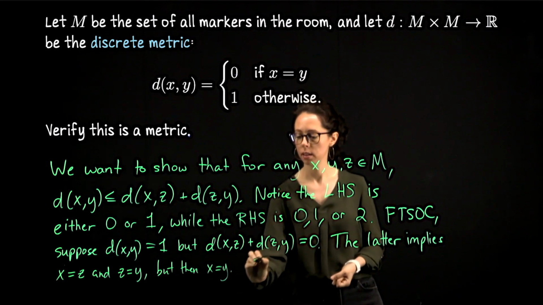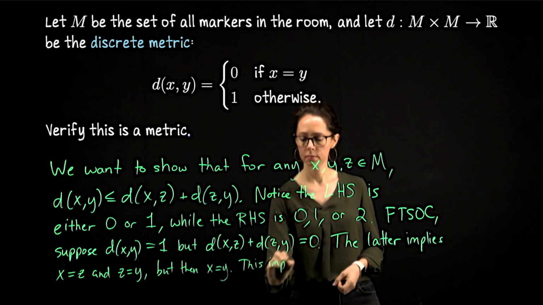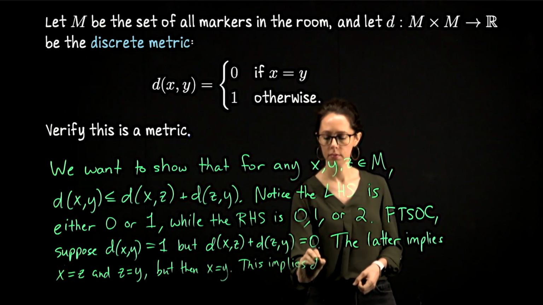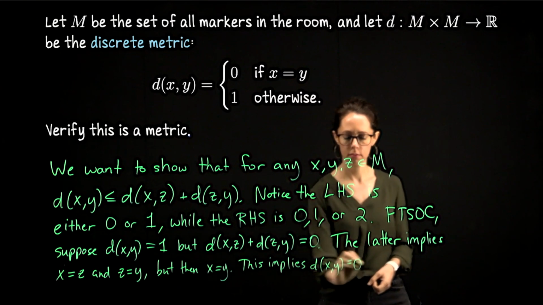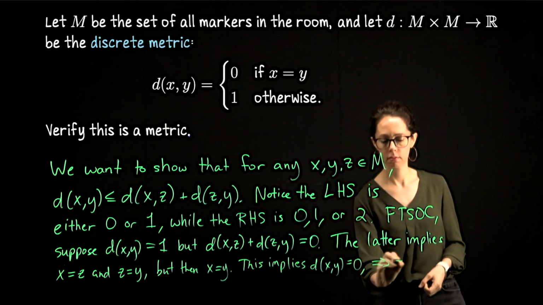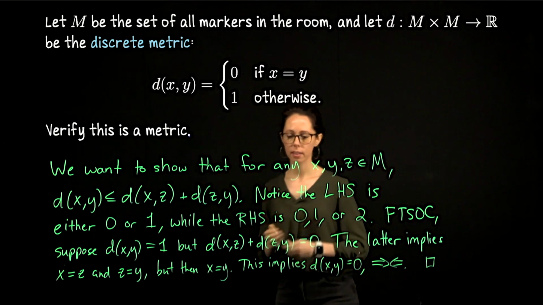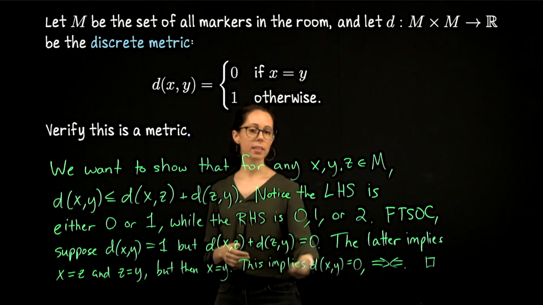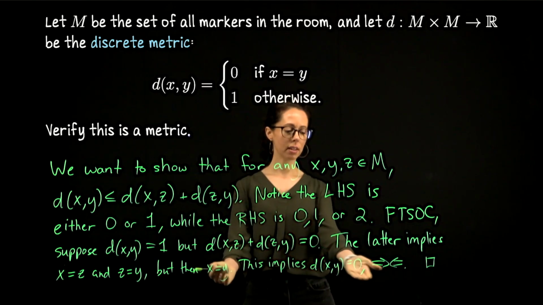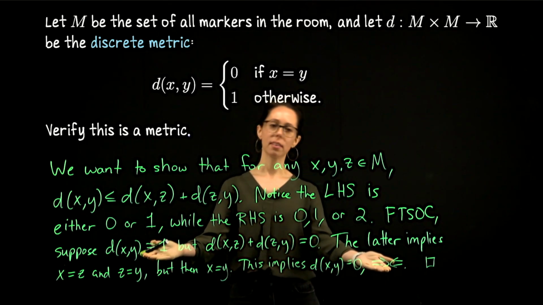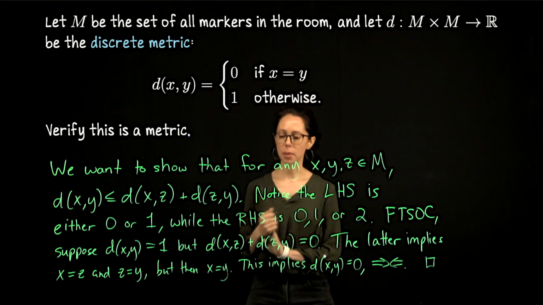So this implies the distance between x and y is in fact 0 because they really should be the same element, but then that contradicts this statement here. So this is my symbol for contradiction, and I just kind of quickly wrapped up this proof.